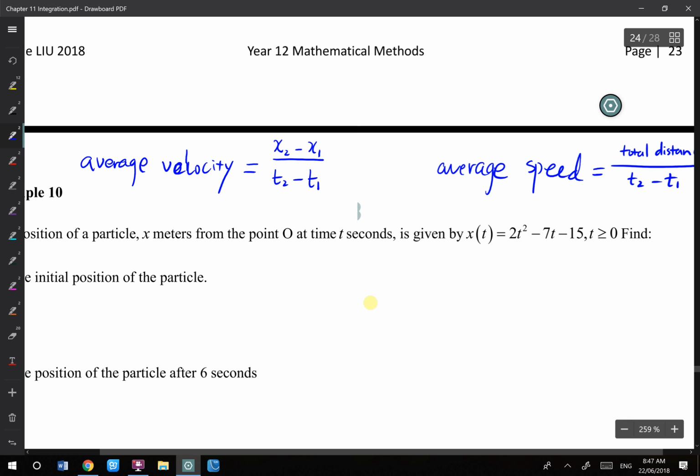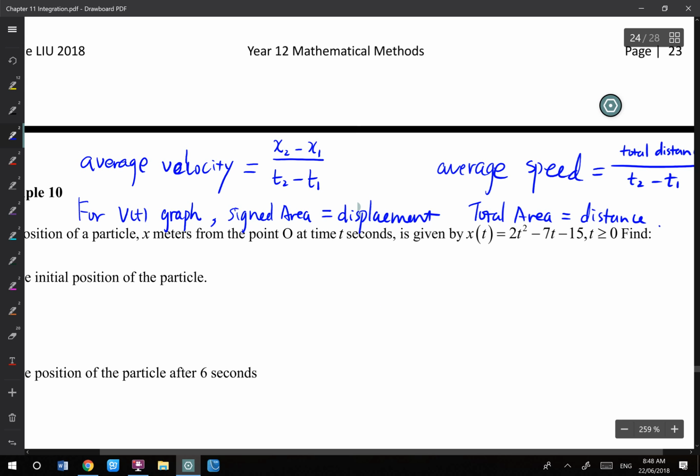And the next really important thing is the VT graph. For the VT graph, you can find all of this in the previous booklet, so you don't really need to copy that. For the VT graph, signed area equals displacement, because for displacement we take the sign into consideration. But for total area, we get distance.